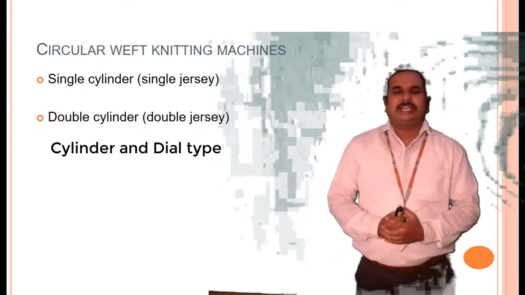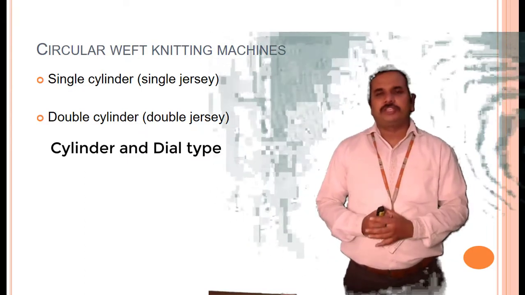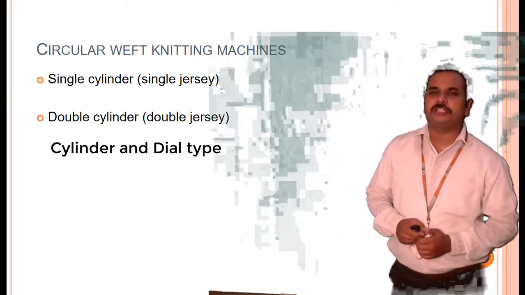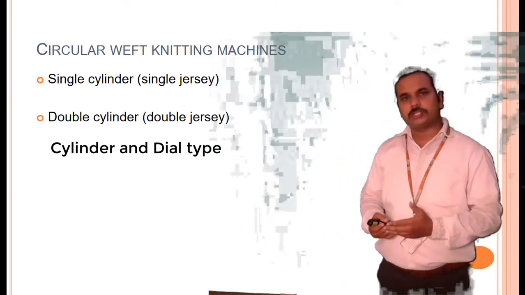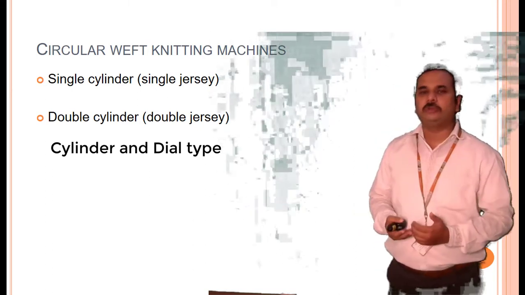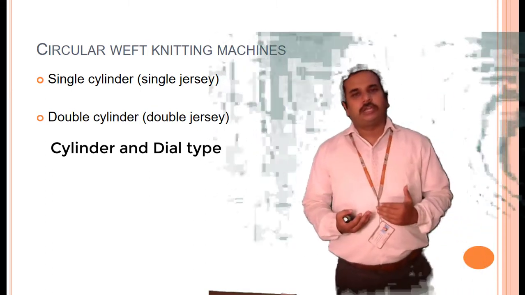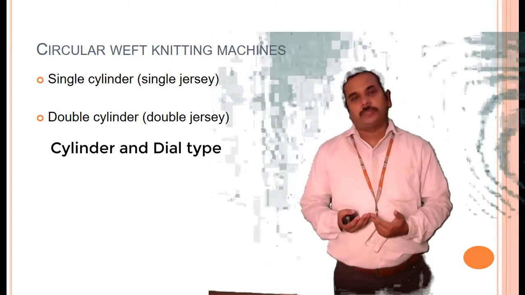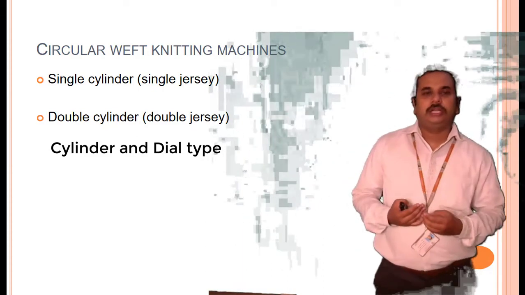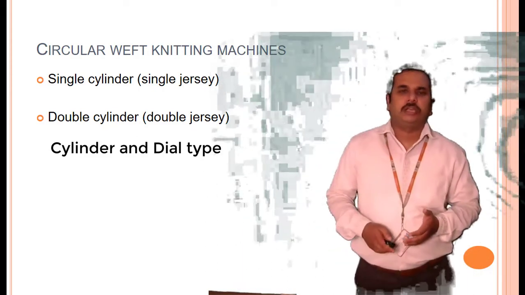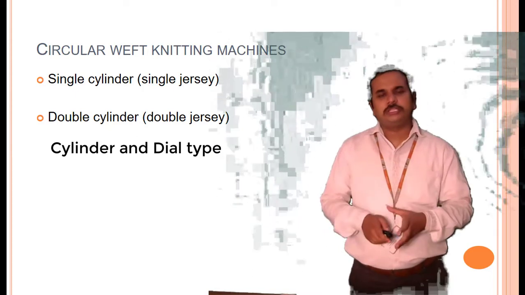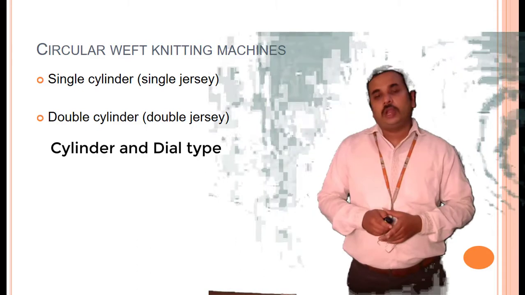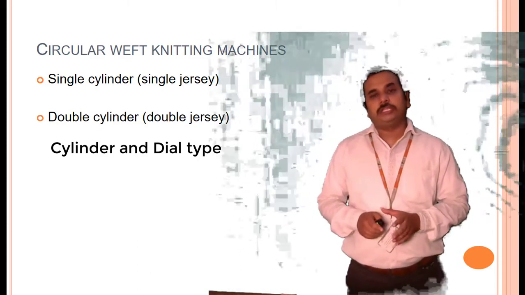Coming to the second weft knitting machine type, that is the circular weft knitting machine. The circular weft knitting machines are classified into two categories. One is called the single cylinder weft knitting machine, and the other is the double cylinder or cylinder and dial weft knitting machine. You can see here the single cylinder, which you can observe in this image. This is a single cylinder weft knitting machine where one of the elements is the cylinder.